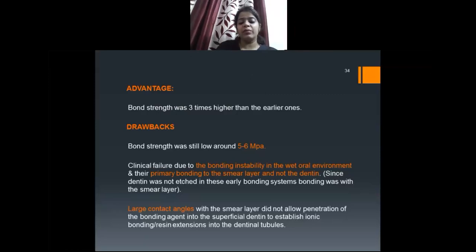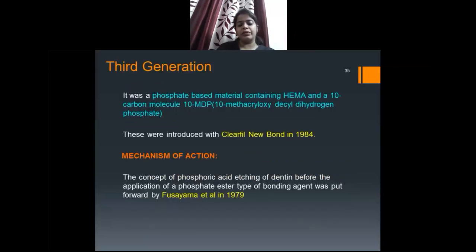Clinical failure was due to the bonding's instability in the wet oral environment and the primary bonding to the smear layer and not to the dentin. A large contact angle with the smear layer did not allow penetration of the bonding agent into the superficial dentin to establish ionic bonding and resin extension into the dentinal tubule.